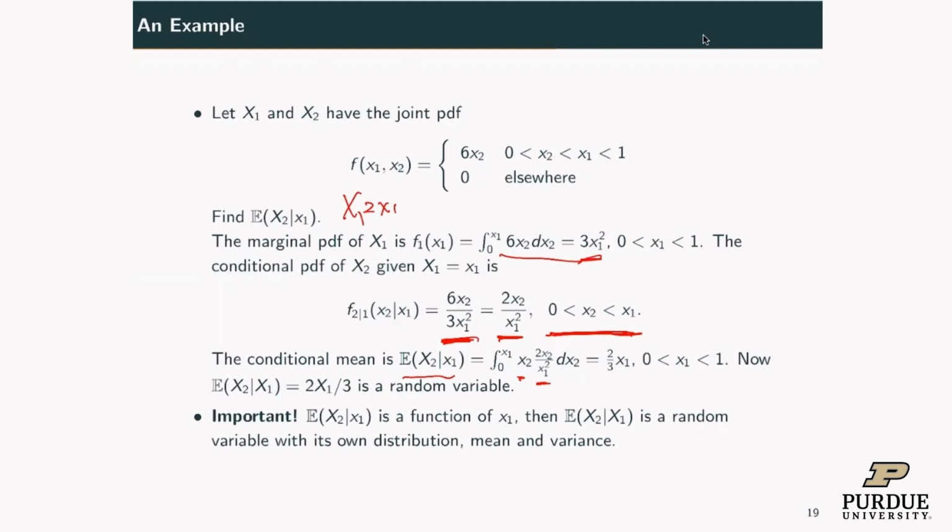There is an interesting observation. So expected value of x2 given little x1, it is a function of x1. That's also straightforward. You give me a little x1, I give you expectation. If you give me another x1, I give you another expectation. So for this problem, this expectation is this guy. It is a linear function of x1. If you replace the condition, this x1, by this random variable, expected value of x2 given x1, this becomes a random variable.